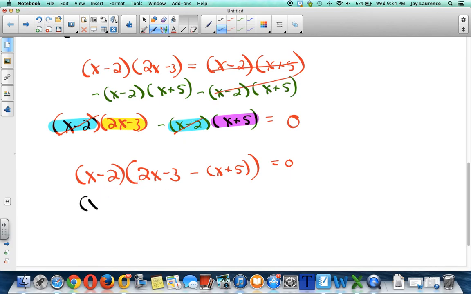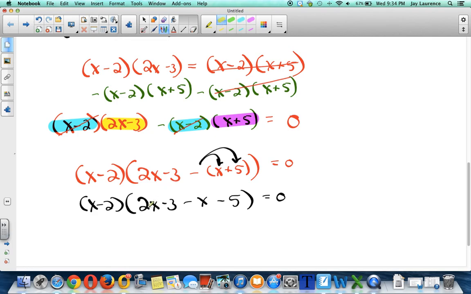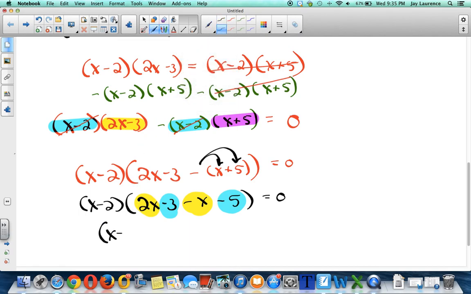All right, so we're going to have x minus 2, and then we're going to distribute this negative here. Okay, we'll have 2x minus 3 minus x minus 5 equal to 0. I'm going to simplify that quantity a little bit by combining like terms, and then I'll be ready to use my zero product property. So I have a 2x and a negative x, and I also have a negative 3 and a negative 5. So I'm going to have the quantity of x minus 2 times the quantity of x minus 8, set equal to 0.